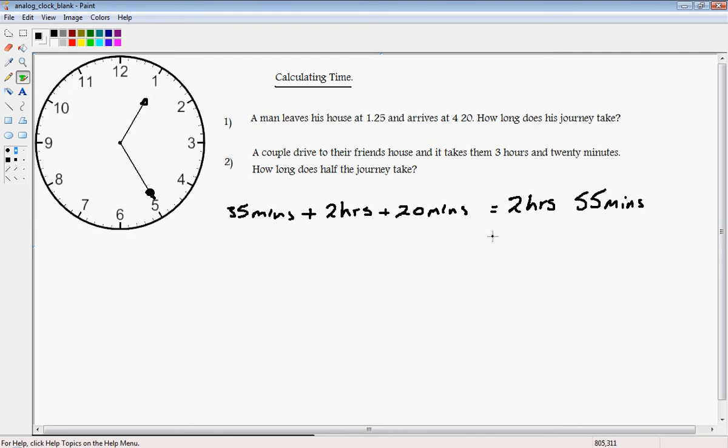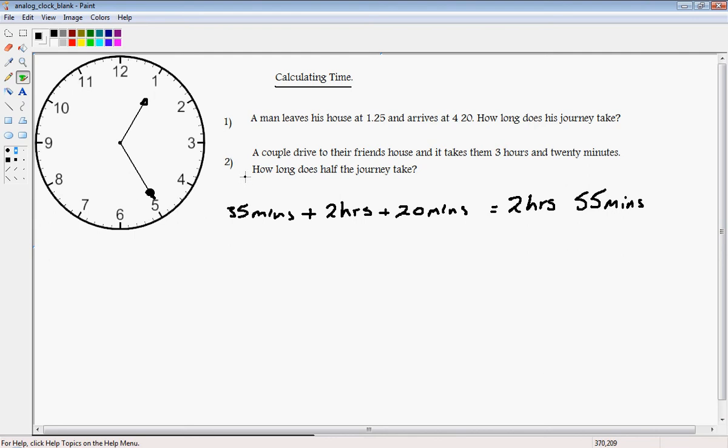Now for example, if this had been 45 minutes and 20 minutes, that would have given me 65 minutes. Now I know there's 60 minutes in an hour, so that will be an hour and 5 minutes. So I take my minutes, break them up into hours and minutes, and then add the hours together. Okay, I hope that comes across as simple as I believe that it actually is.